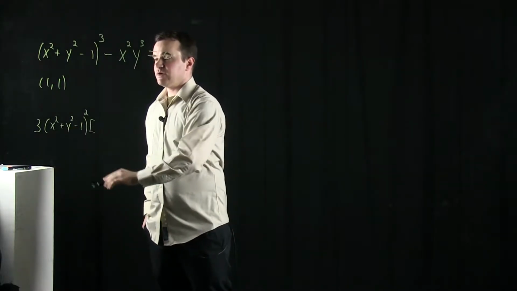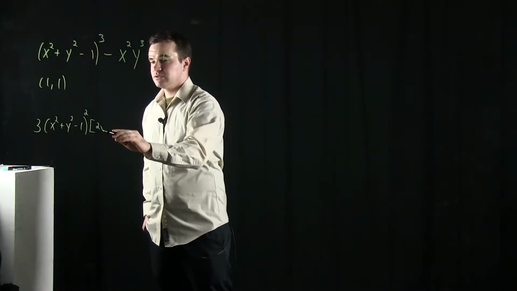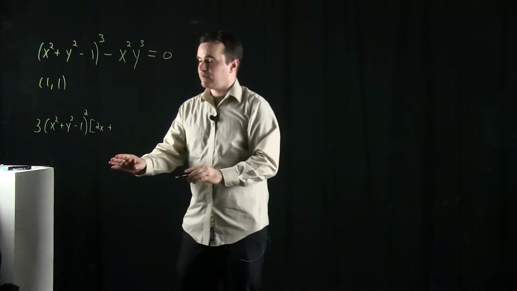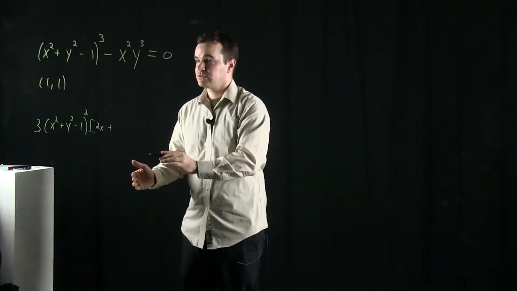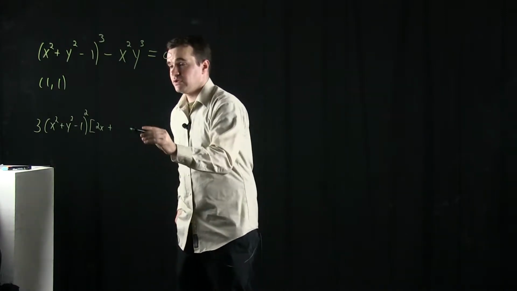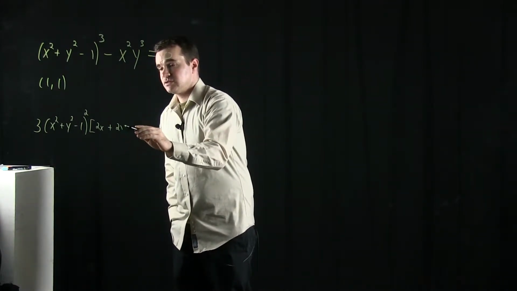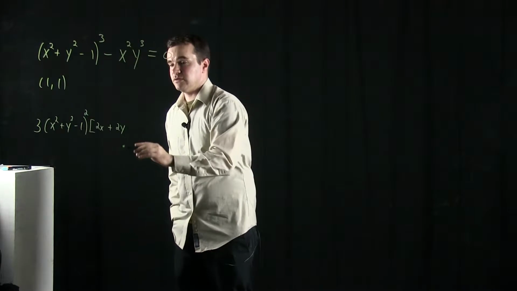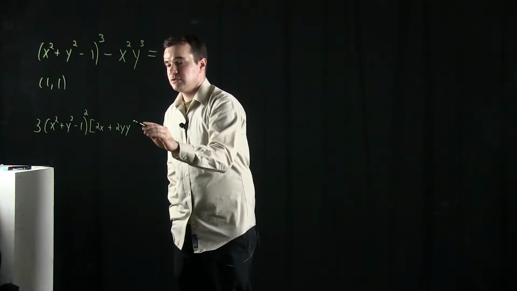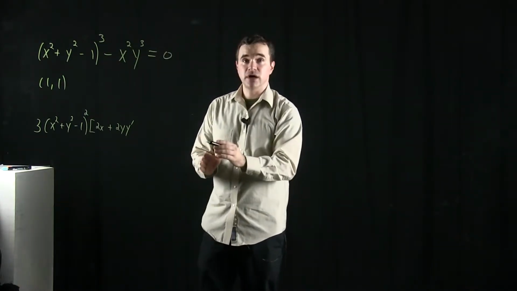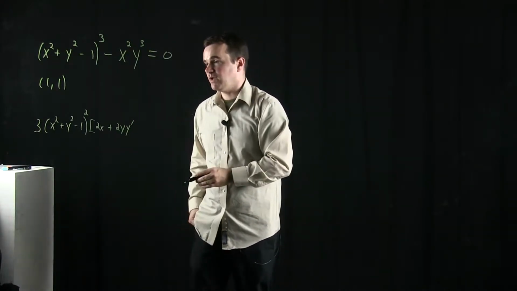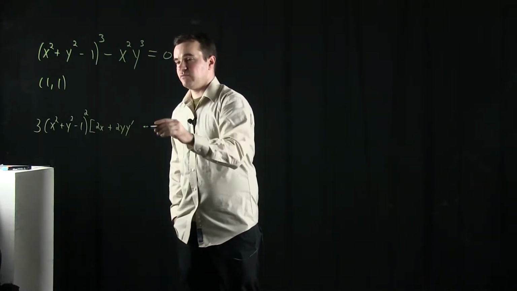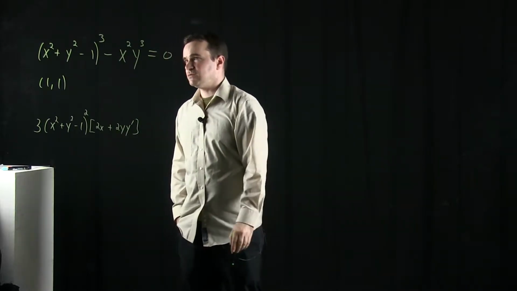So the derivative with respect to x is going to be 2x plus the derivative of y squared with respect to x. The derivative of y squared with respect to x, again using the chain rule, is 2y, that's the power rule applied here, times dy/dx. So 2y times y prime. And that's what you're after, that derivative y prime. And of course, the derivative of negative 1 is equal to 0.